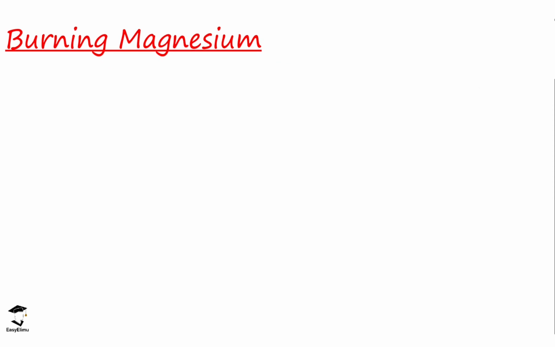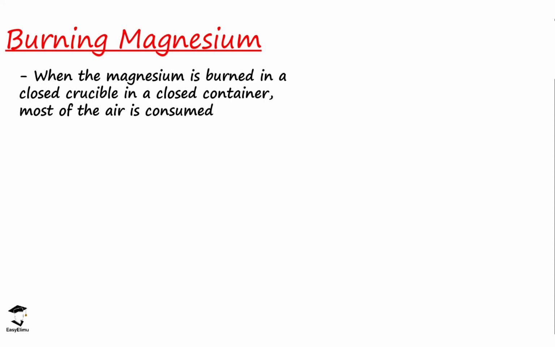So we are going to look at the reaction of magnesium in air. Magnesium is put in a deflagrating spoon, and it's heated slightly and then lowered into a gas jar containing oxygen. What happens is that in that closed container, most of the air is consumed, or magnesium reacts with most of the oxygen in the container.